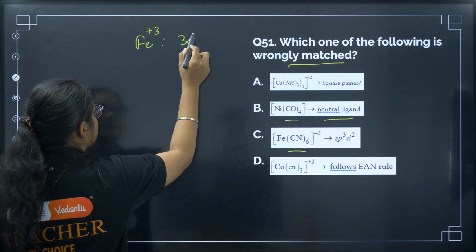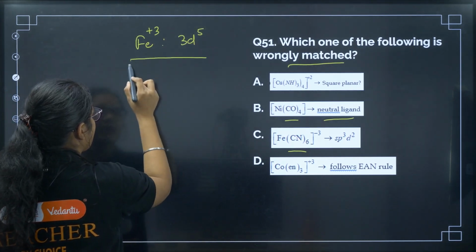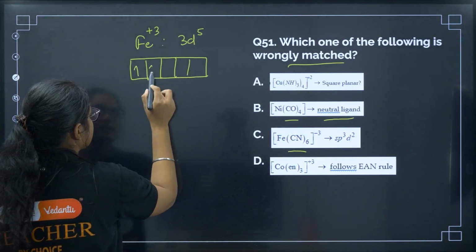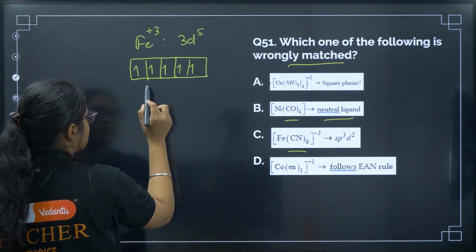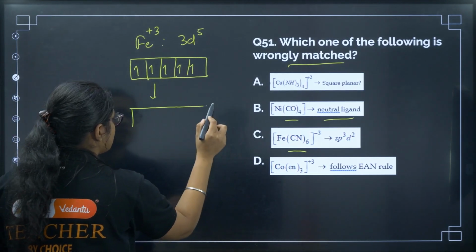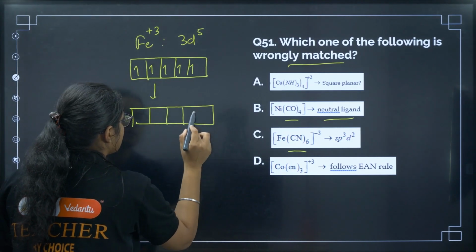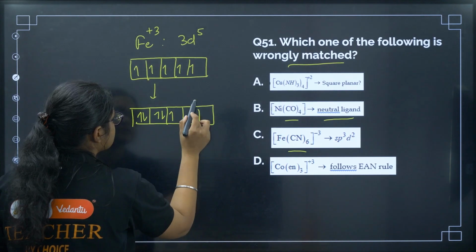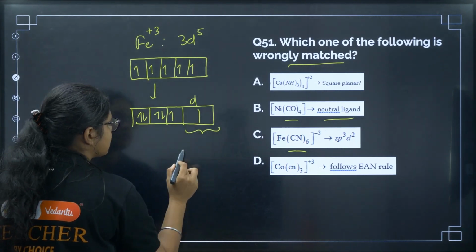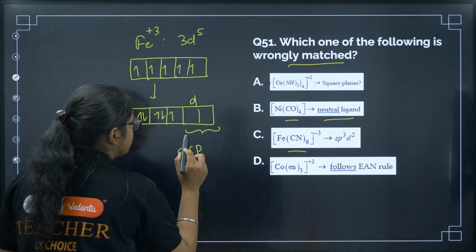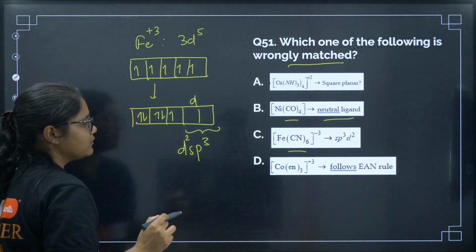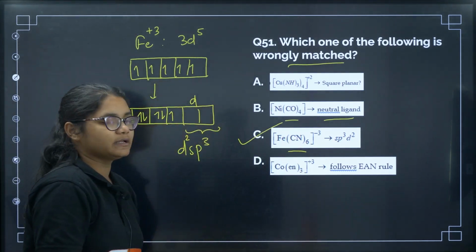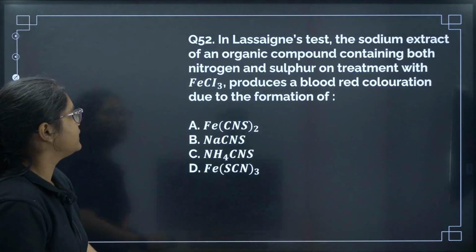So it has a 3d5 configuration. If we have the electronic configuration like this, we get 3d5 in the ground state. Now when pairing of electrons takes place, we will get this one, right? So the electrons get paired up, these d orbitals are free, and the hybridization is d2sp3, and this one is given as sp3d2. So that is why it is incorrect. Correct option for this question will be option number C. Okay, next.